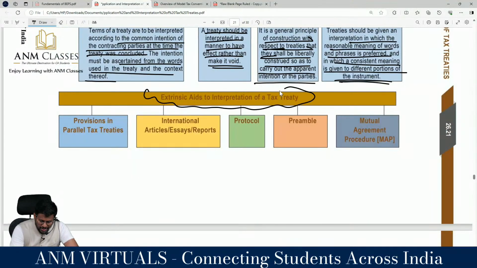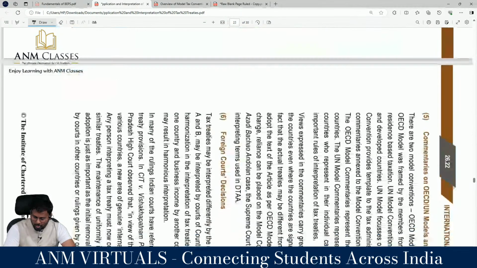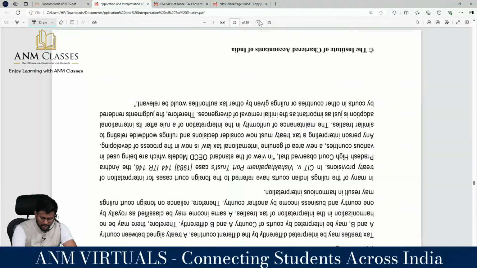What are the extrinsic aids to interpretation of a tax treaty? Provisions in parallel in a treaty, or international articles, essays or reports you can use. Protocol you can use. Preamble you can use. And MAP you can use. MAP is more authentic.